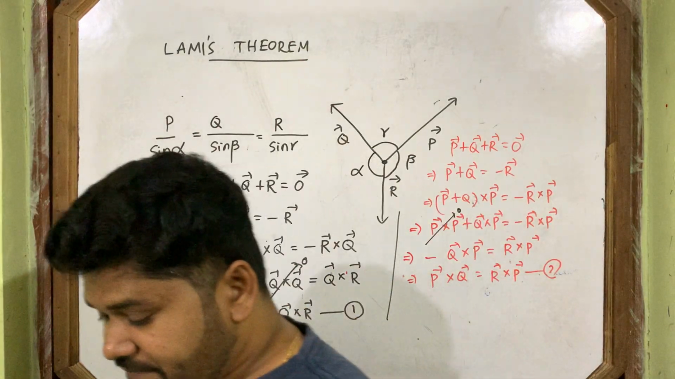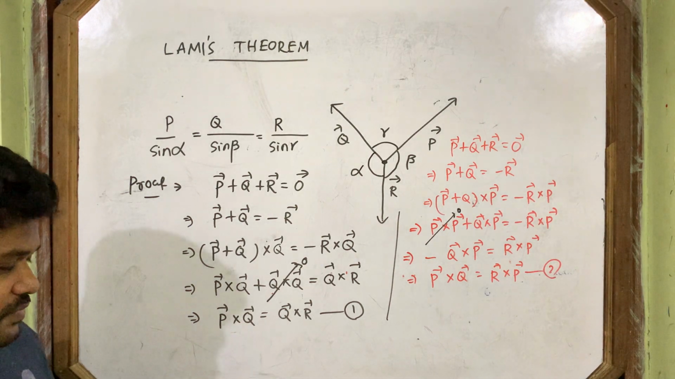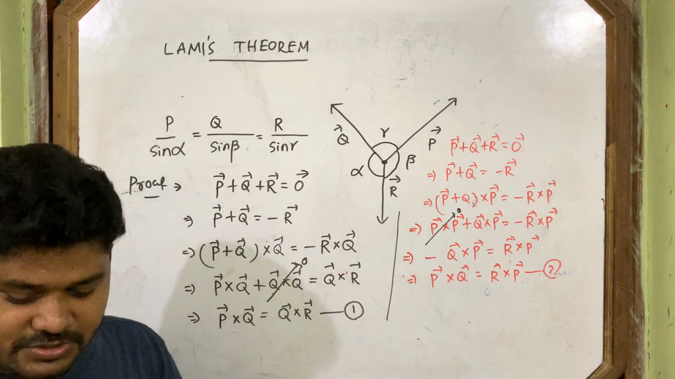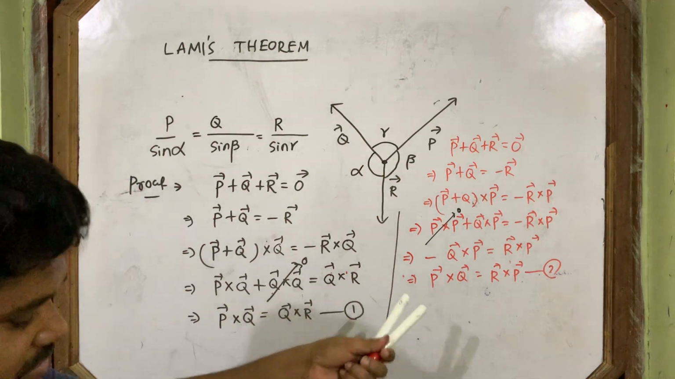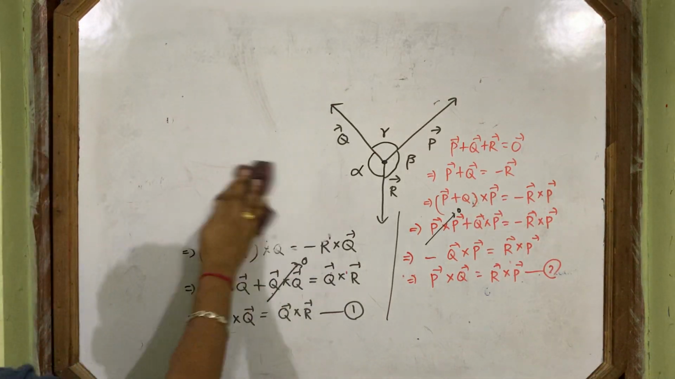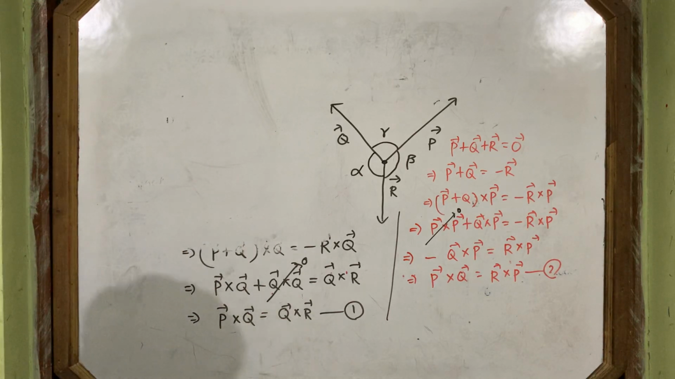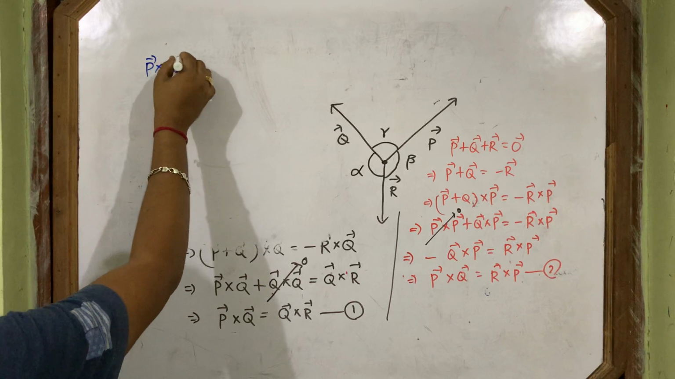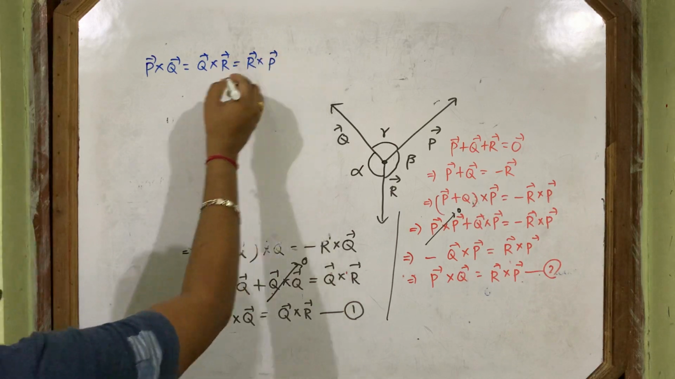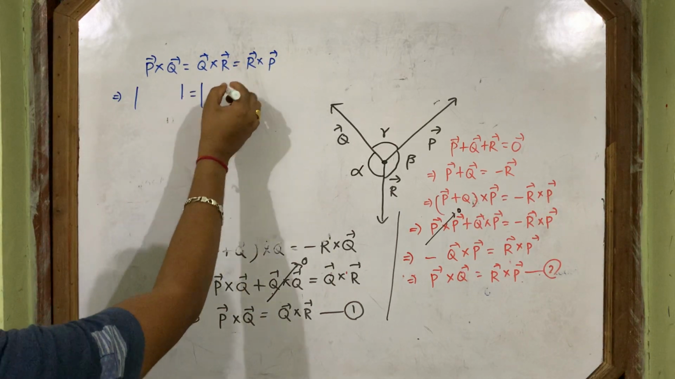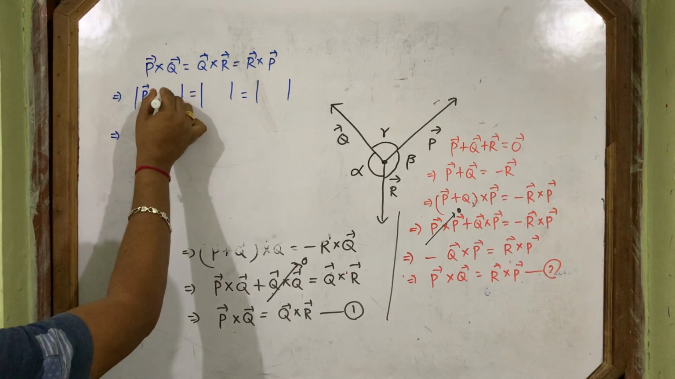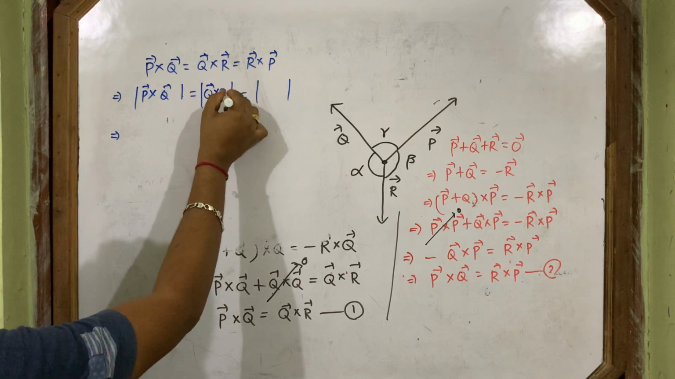I always try to keep them in order: P cross Q, then Q cross R, then R cross P. You will see equation 1 and equation 2. So what do you mark here? From equation 1 and 2, what do we get here? We will get this relation: P cross Q, Q cross R, R cross P are equal. So you take the mod of all these three quantities. If the cross products are the same, then their mods are also the same. Let's take the mod of the three quantities.